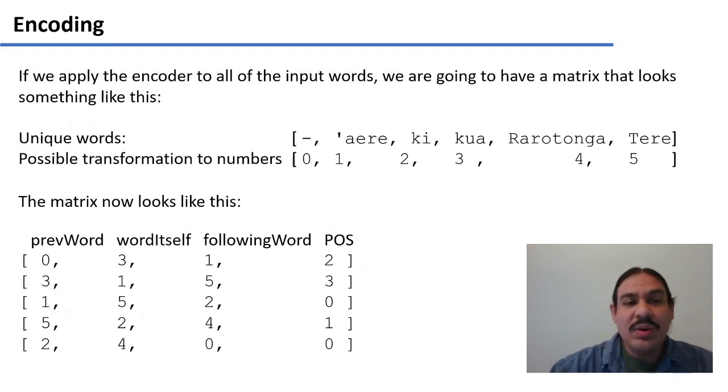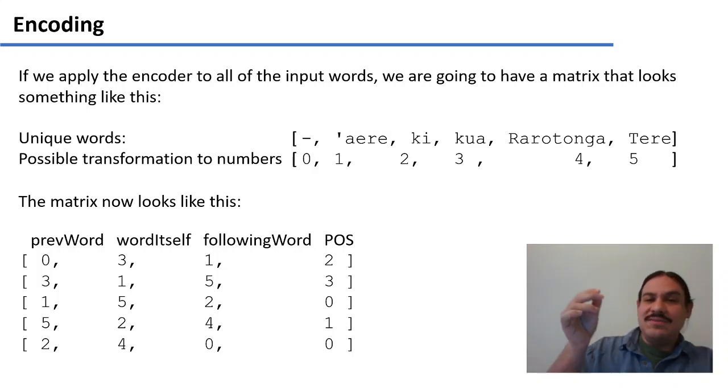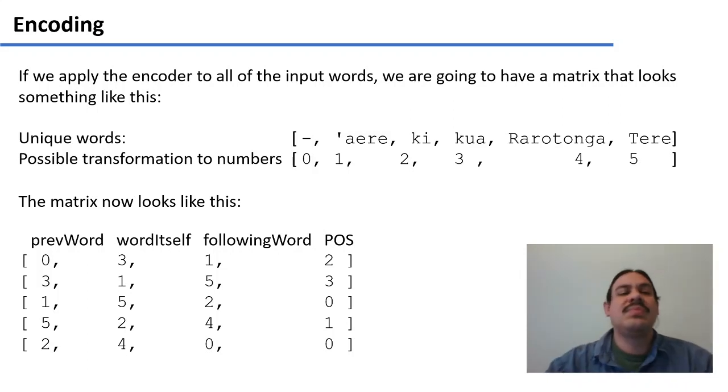We will also do this with the words themselves, with every word in our data set. So for example, if we make a list of all of our unique words, such that we have nothing, aire, ki, kua, rarotonga, and tere, and then we assign a number to them alphabetically, we're going to get a matrix that looks like this. For the column word itself, the first word is word 3, which is kua. In the second row, it's word 1, aire. In the third row, the word itself is number 5, tere. In the fourth row, the word itself is number 2, ki. And in the fifth row, the word itself is number 4, rarotonga. So now we have converted our words into numbers. And this the computer can manipulate.